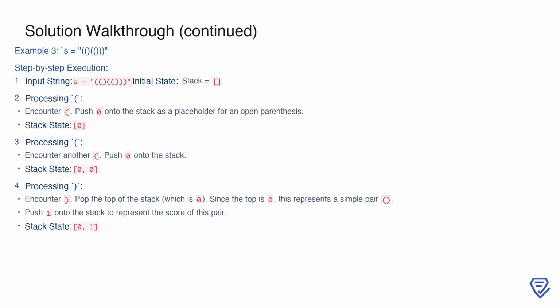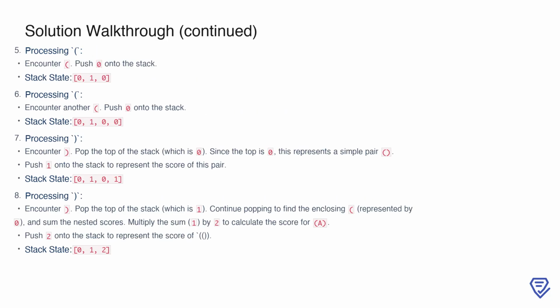Starting with an empty stack, we process the first character, which is an open parenthesis. Pushing 0 onto the stack results in 0. Then we encounter another open parenthesis, and another 0 is pushed, making the stack 0, 0. When we process the next character, a closing parenthesis, we pop the top value, which is 0, and push 1 onto the stack to represent the score of this simple pair, resulting in 0, 1.